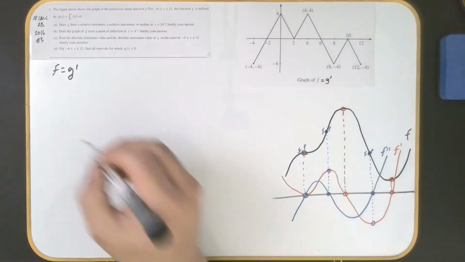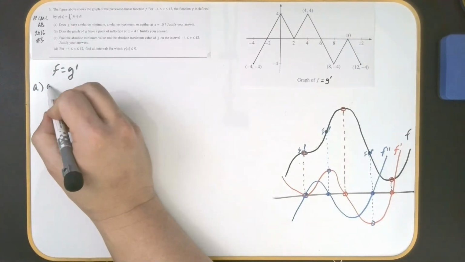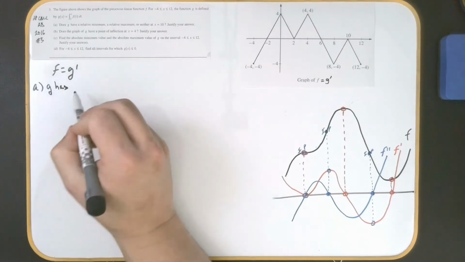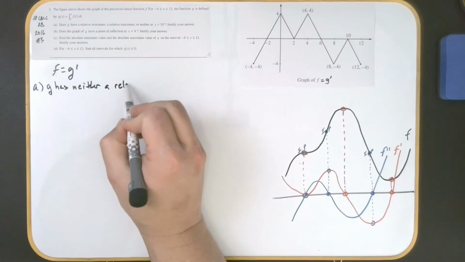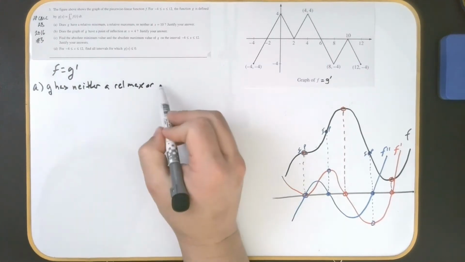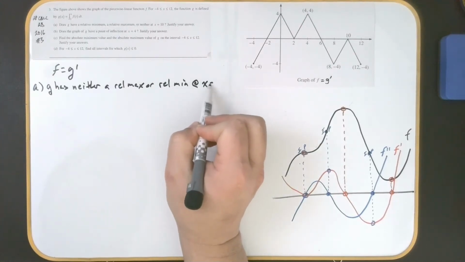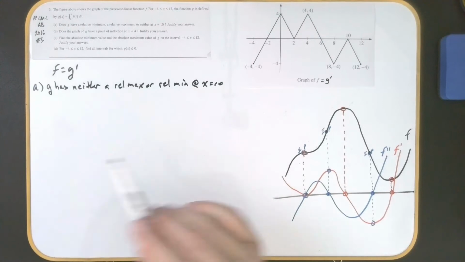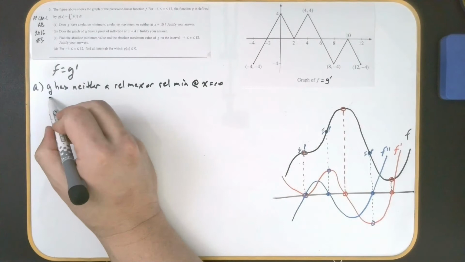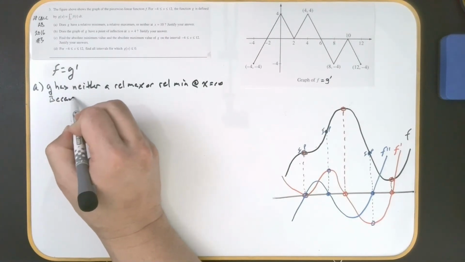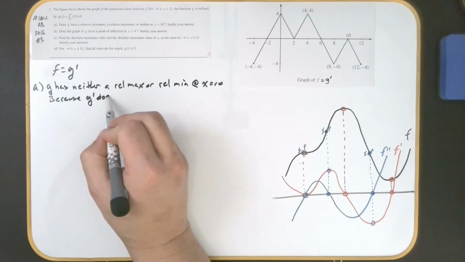So for part A, max, min, or neither, I'm going to say G has neither a relative max or relative min at x is equal to 10. And the justification of my answer is because G prime doesn't change sign. It stays negative the whole time. And so I'm just going to say because G prime does not change sign.